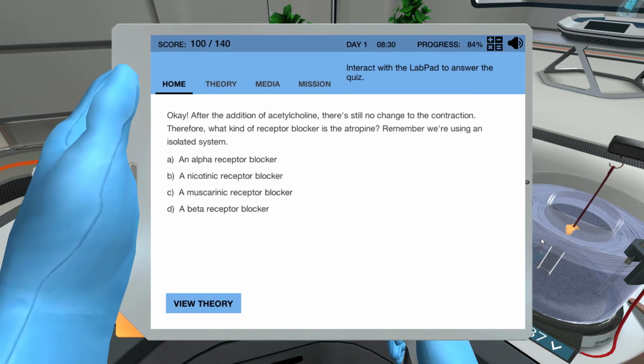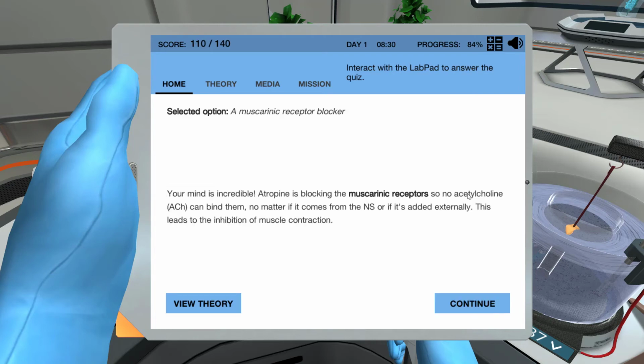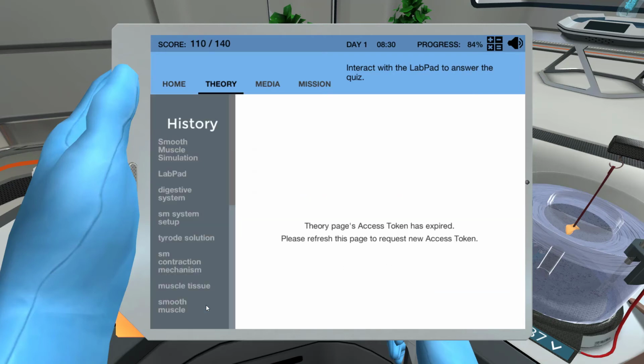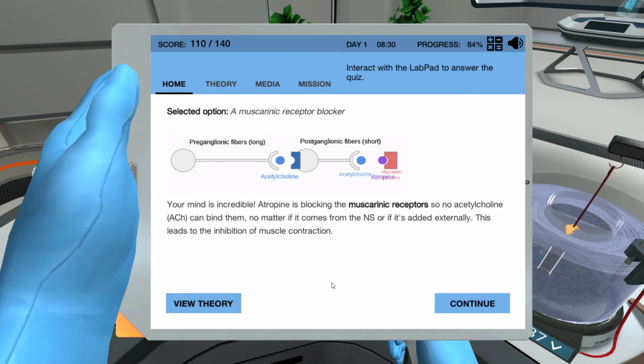Okay, after the addition of acetylcholine, there's still no change to the contraction. Therefore, what kind of receptor blocker is the atropine? Remember, we're using an isolated system. Your mind is incredible. Atropine is blocking the muscarinic receptors so no acetylcholine can bind them, no matter if it comes from the nervous system or if it's added externally. This leads to the inhibition of muscle contraction.